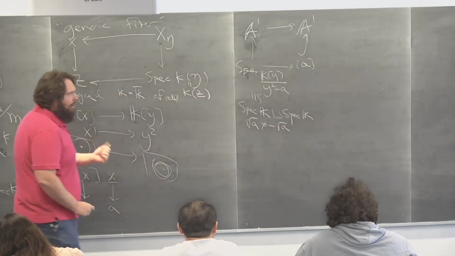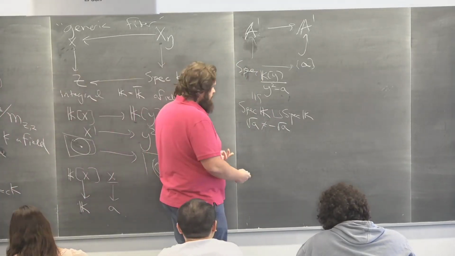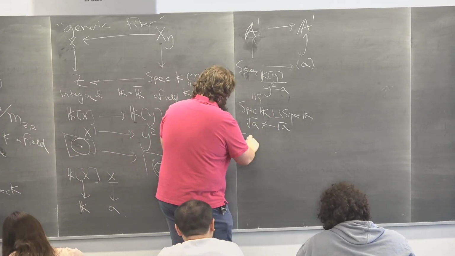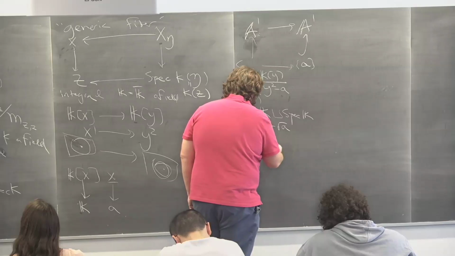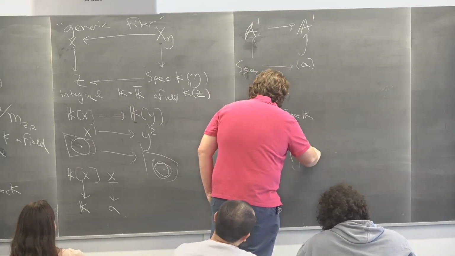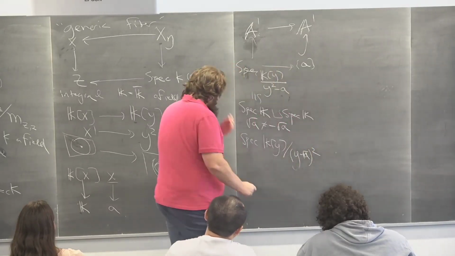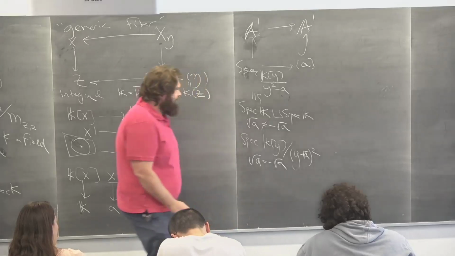But of course, there are cases where there aren't two distinct square roots. There's characteristic 2, and there's also a equals 0. So I could also get Spec of k[y] modulo y minus the square root of a squared, where the square root of a is equal to minus the square root of a.